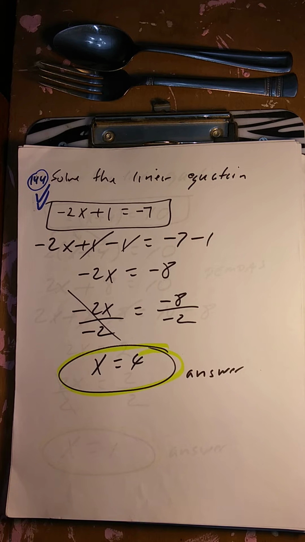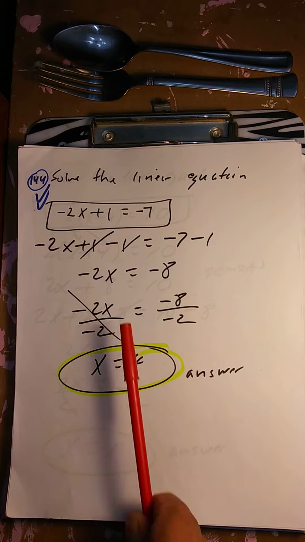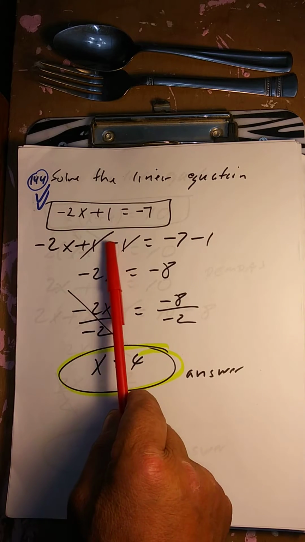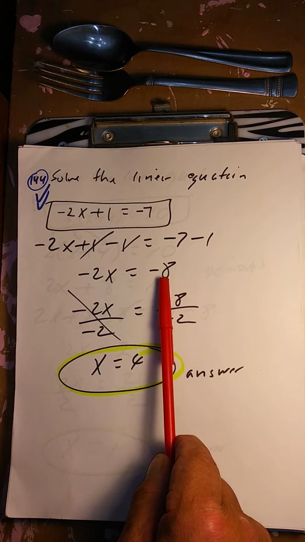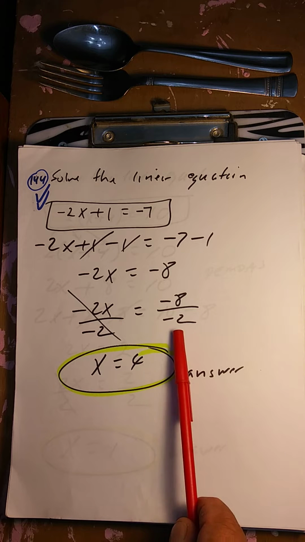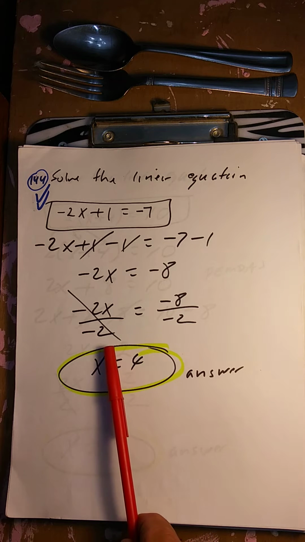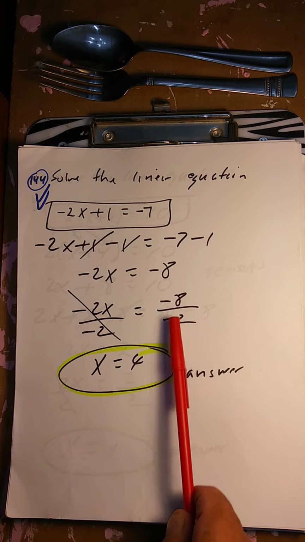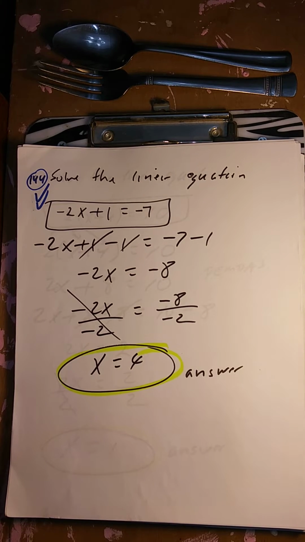Okay, next linear equation. I'm going to subtract 1. So these are gone. So you have negative 2x equals negative 8. Now I'm going to divide by negative 2. Divide by negative 2. So these are gone. So you have x equals what? Positive 4. That's it. Leave it. You're done.